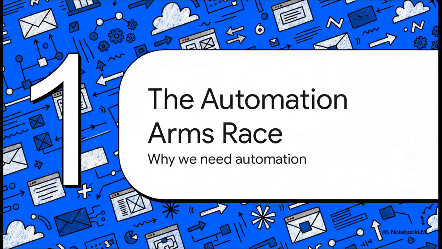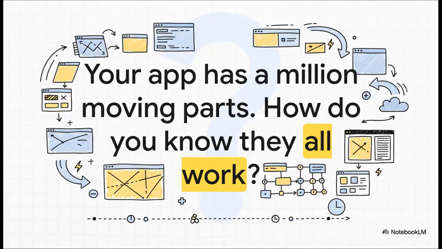Why are we even in this so-called automation arms race? Well, it all comes down to just how ridiculously complex the modern web has become. I mean, just think about it for a second. The apps we build now, especially with frameworks like React, they're not static pages anymore. They're living, breathing organisms. You've got complex state, you're fetching data from all over the place, and you have bits of the UI just appearing and disappearing constantly. So how on earth do you make sure that it all just works for your users?